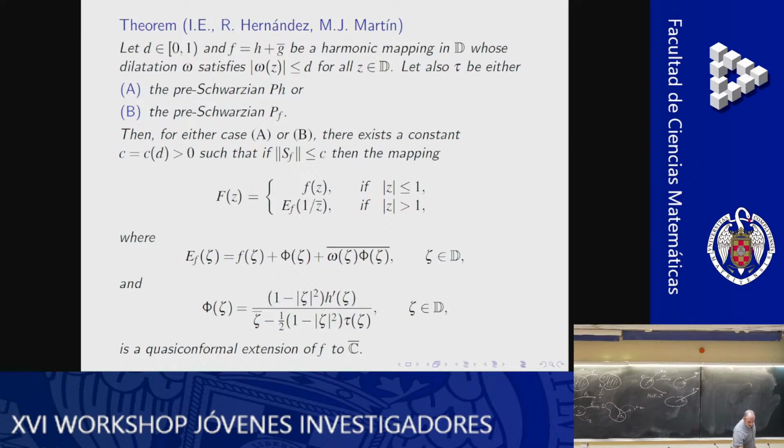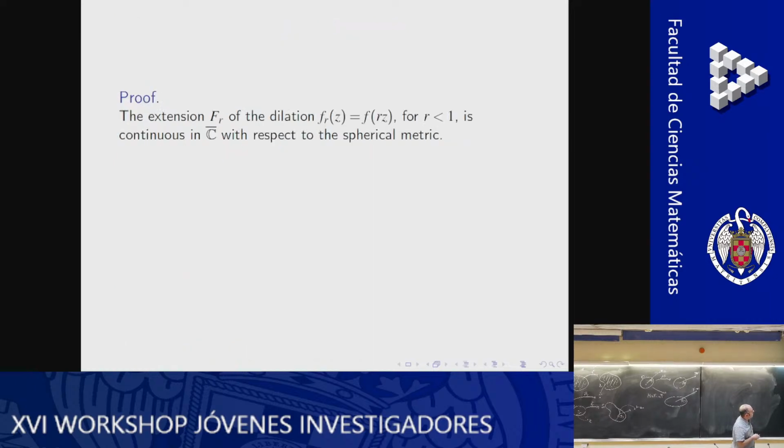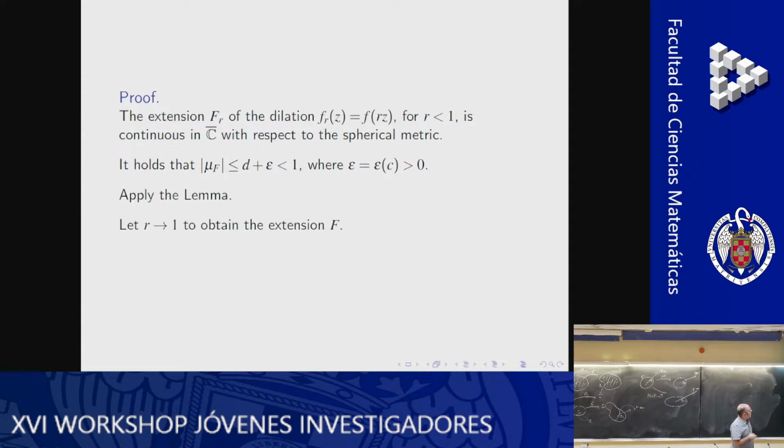The proof is easy, and I'll go through it in a second. I mean, you just dilate the initial mapping and prove that the Beltrami coefficient is bounded by d plus epsilon, which is still less than 1, where epsilon depends on the constant c, the bound for the Schwarzian. Okay? So this line is the bulk of the calculations. These are a few pages of calculations. Then we apply the lemma, and we have a homeomorphism of the whole Riemann sphere, and after that take the limit when r goes to 1. And that's the end of that proof as well.